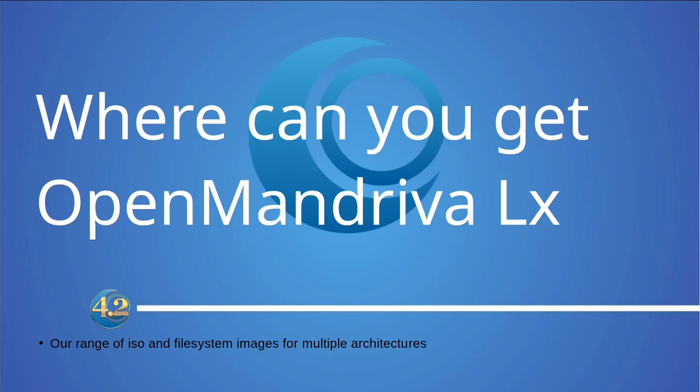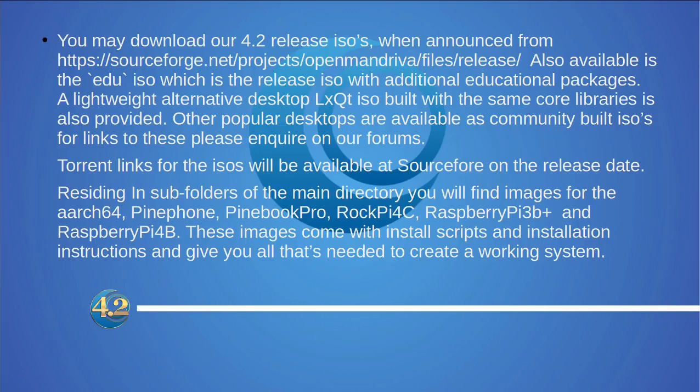So, where can you get OpenMandriva Linux? You may download our 4.2 release ISOs when announced from the link below. Also available is the Edu ISO, which is the release ISO with additional educational packages. A lightweight alternative desktop, LXQt, built with the same core libraries, is also provided. Other popular desktops are available as community-built ISOs. For links to these, please inquire on our forums.